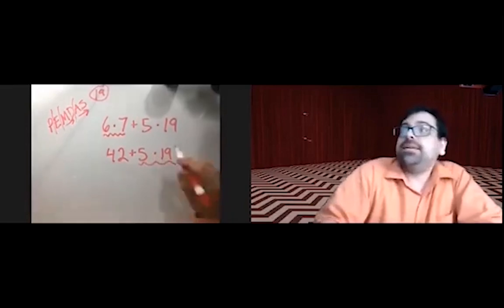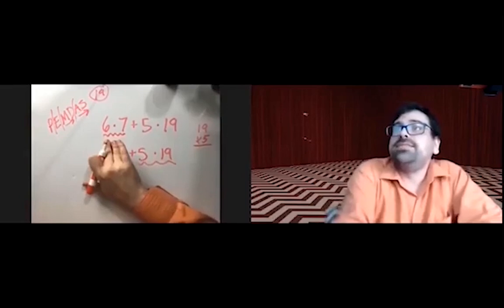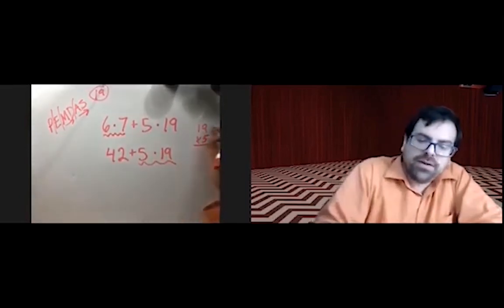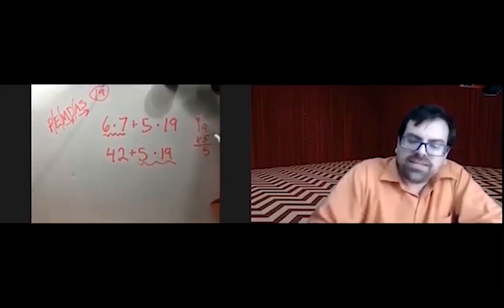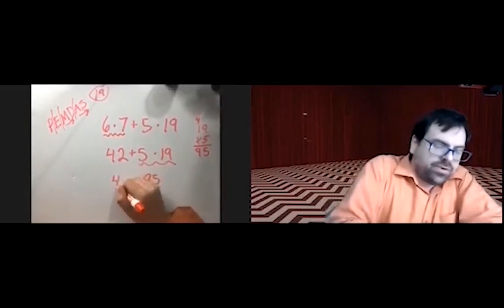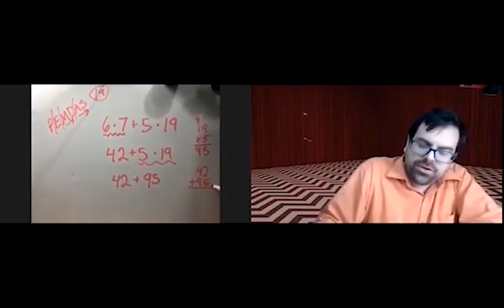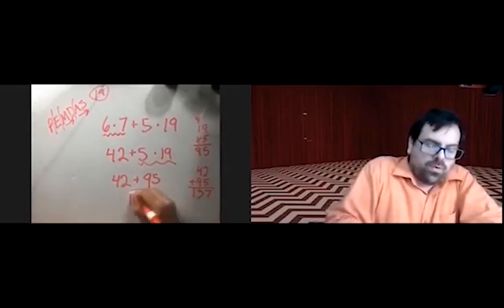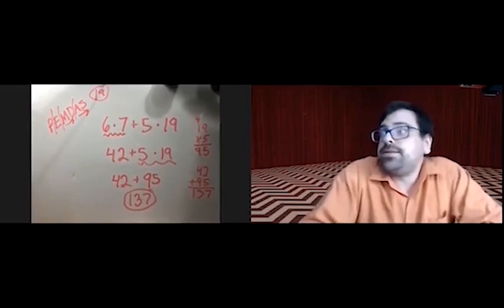So 5 times 19. That's not from our multiplication table, like 6 times 7, so we need to work it out. 5 times 9 is 45, carry the 4. 5 times 1 is 5, plus 4 is 9. So 42 plus 95 is our final step. 2 plus 5 is 7, 4 plus 9 is 13. 137 is the only correct answer.